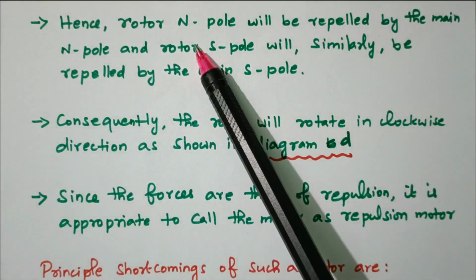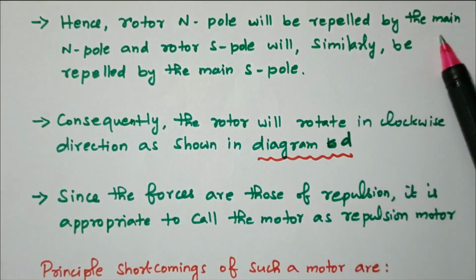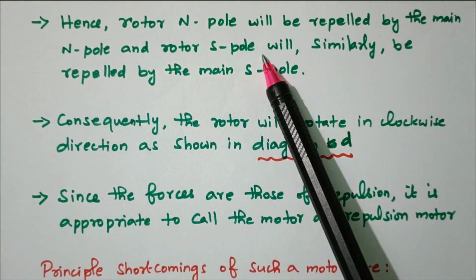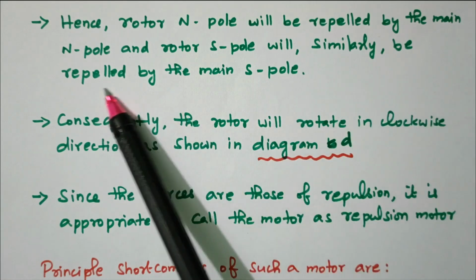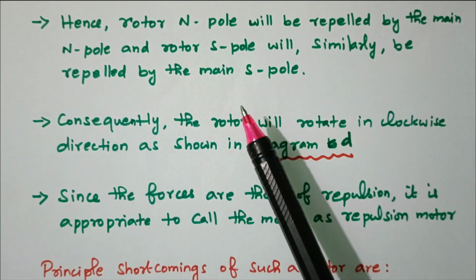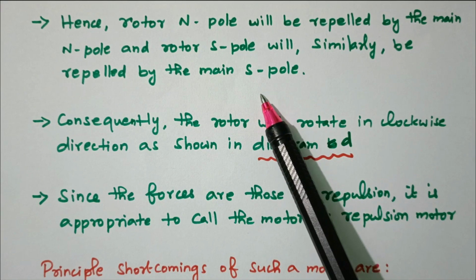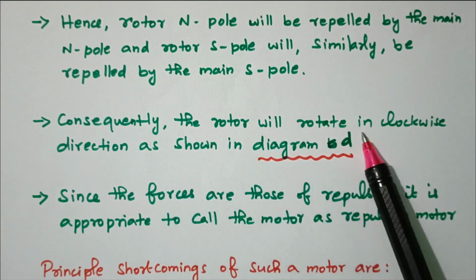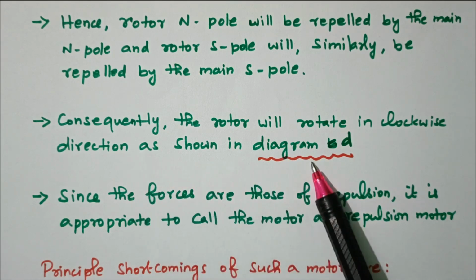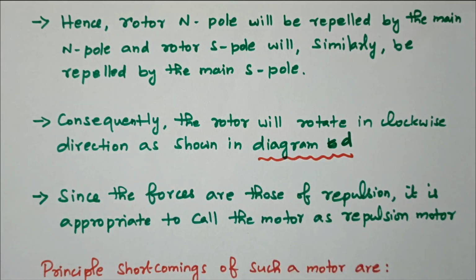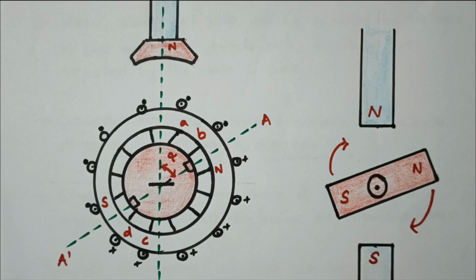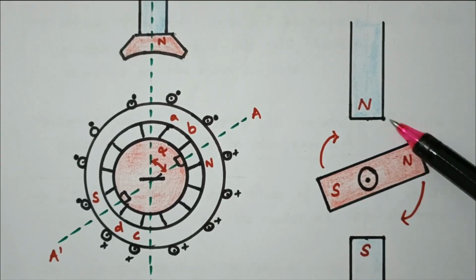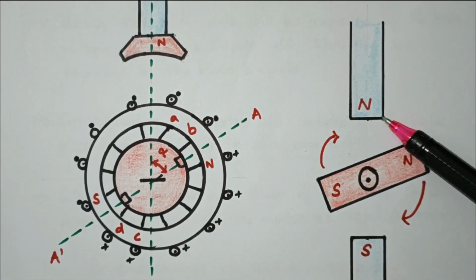Hence the rotor N pole will be repelled by the main N pole, and the rotor S pole will similarly be repelled by the main S pole. Right? Attraction as well as repulsion takes place. Consequently, the rotor will rotate in the clockwise direction as shown in diagram D. Now we will refer to diagram D again. So these two are attracted, and these two are also repelled from each other. The main thing is the repulsion motor.